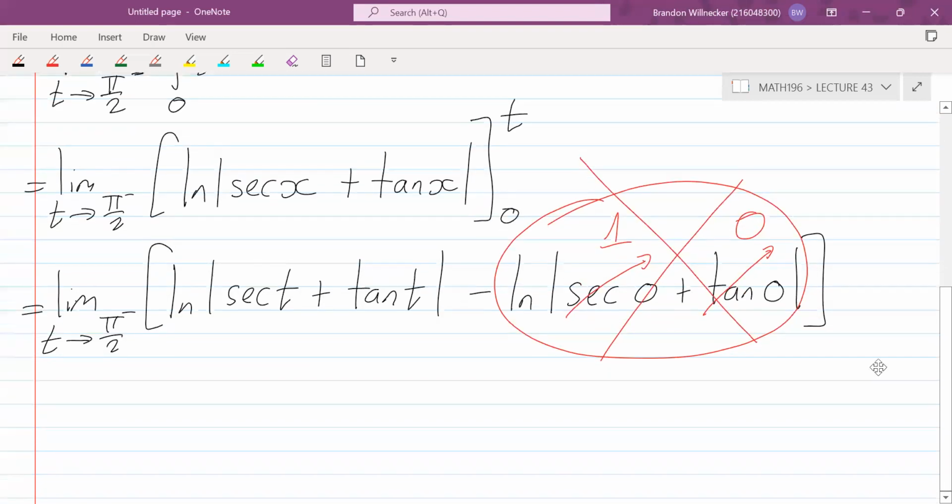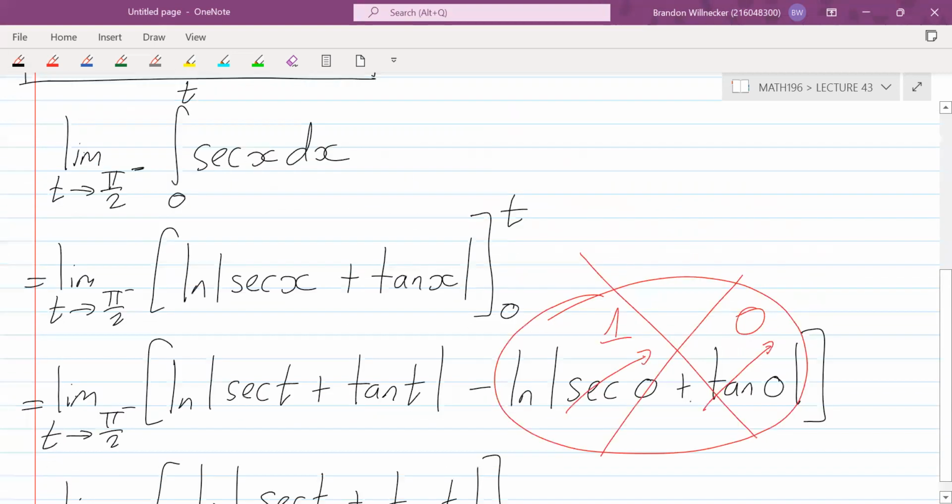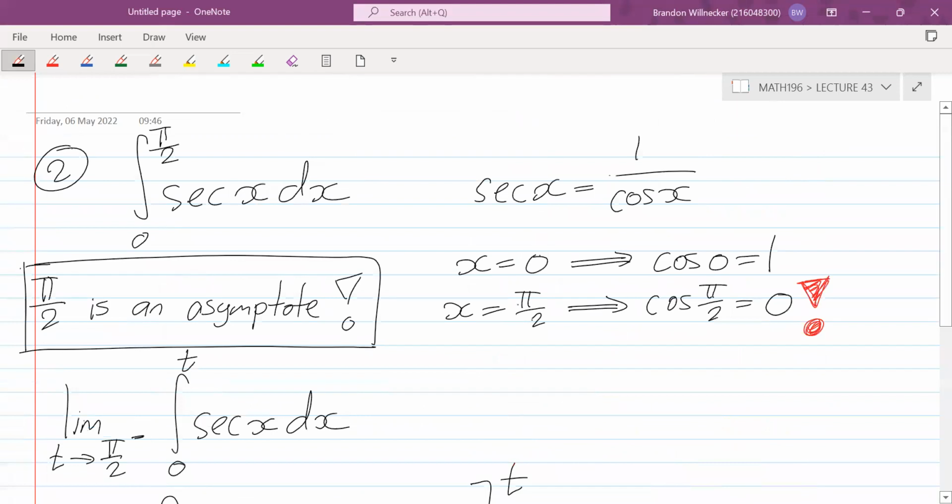So we're just left with the terms involving t. This is going to be the limit as t goes to pi over 2 minus of the natural log of sec t plus tan t. Let's see what happens here. As t approaches pi over 2, what do we get? Well, we know that sec going to pi over 2 goes to infinity, because we're dividing by 0 in that case.